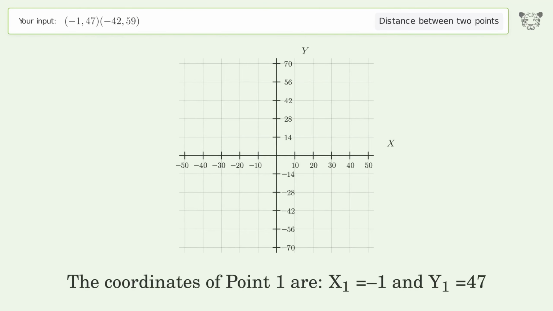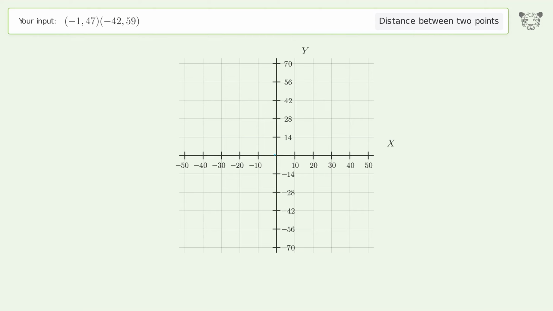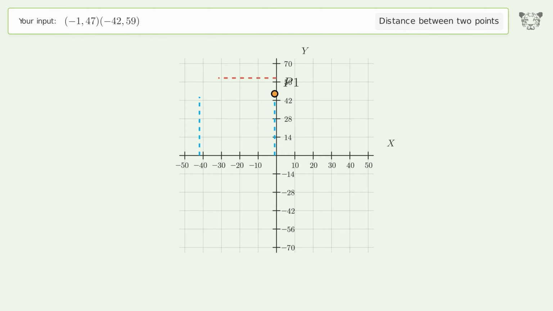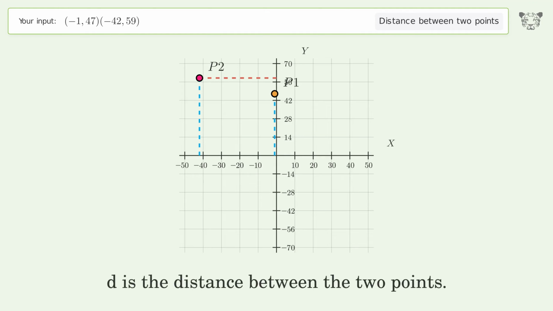The coordinates of point 1 are x1 equals -1 and y1 equals 47. The coordinates of point 2 are x2 equals -42 and y2 equals 59. D is the distance between the 2 points.